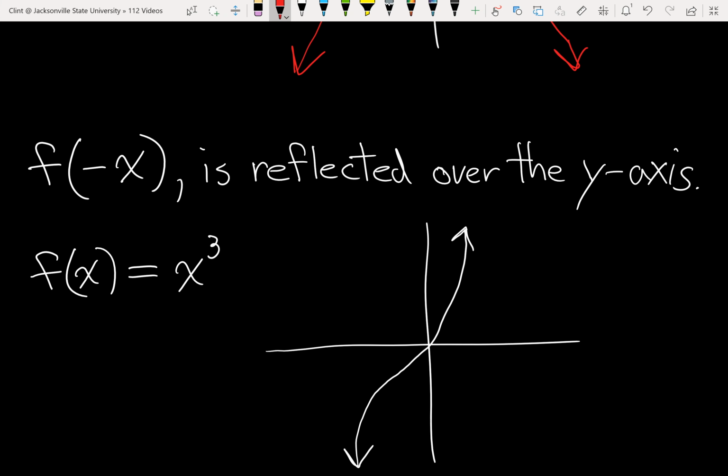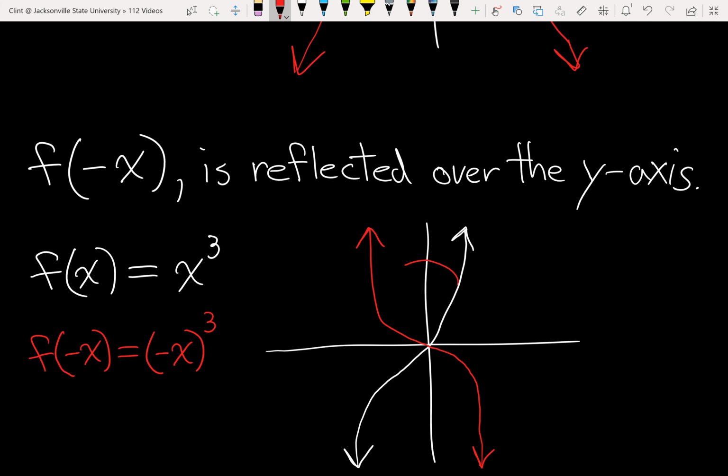So here, if we do f of negative x, what's that going to look like? Well, we're switching the left and the right side, so instead of coming in on the left side, it's going to come in on the right side, and it'll look like that. So this stuff goes over here, this stuff goes over here, and we're reflecting it over the y-axis here.